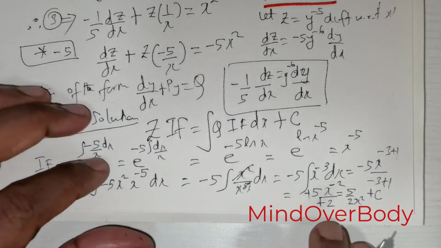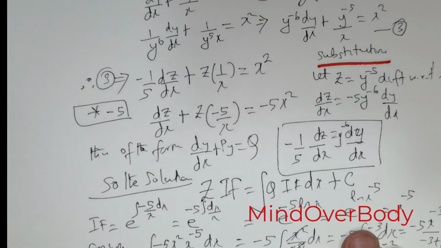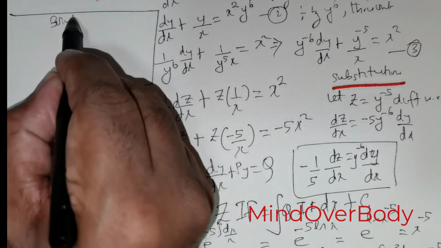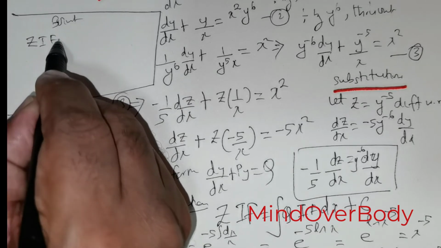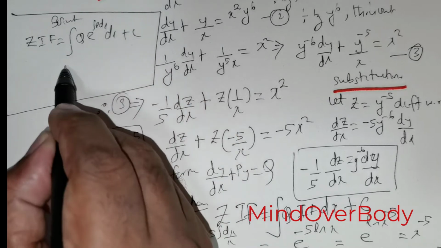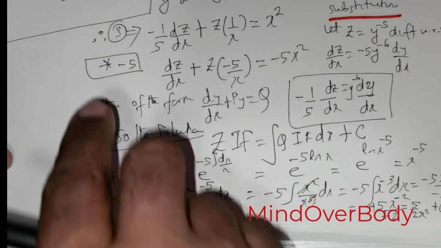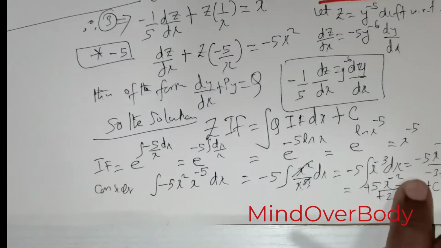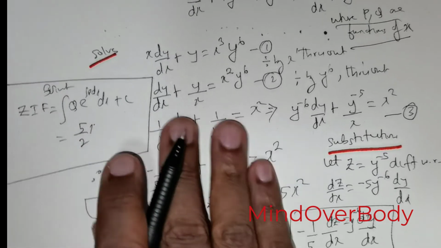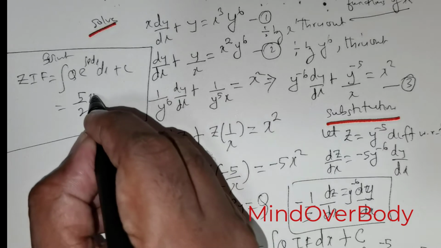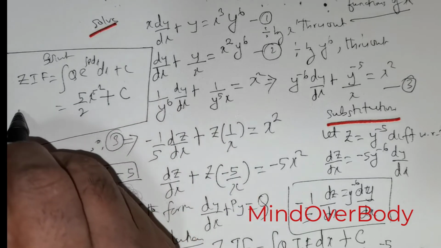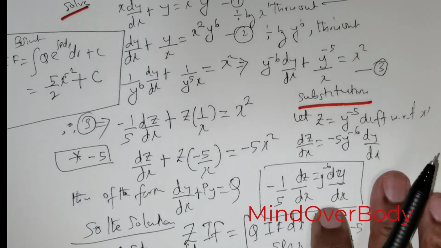Now the solution. Let me use this space because all I need is to write the solution. As I mentioned to you, the solution is going to be z times integrating factor is equal to integral q times e raised to the power of integral p dx times dx plus c. Now I have found this value to be 5 over 2 x squared. So I need to substitute that. It's going to be 5 over 2 x squared in the denominator, so I'm taking it to the numerator. That's going to be minus 2. Plus arbitrary constant.